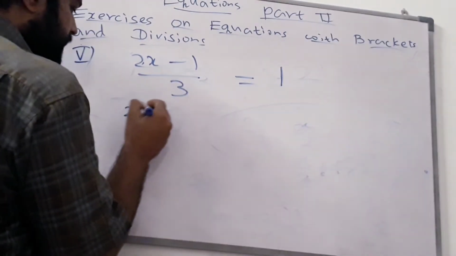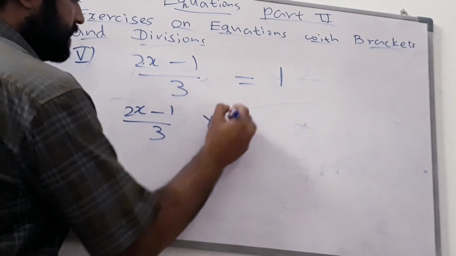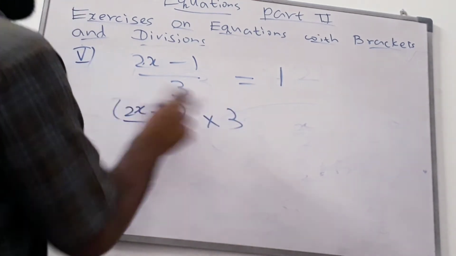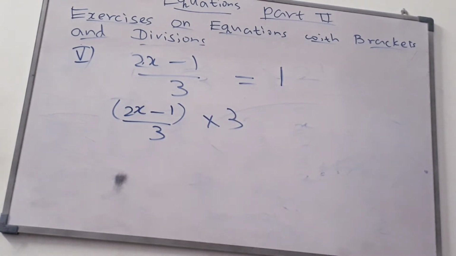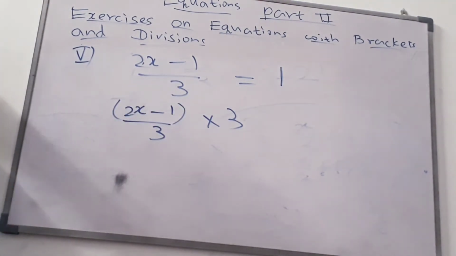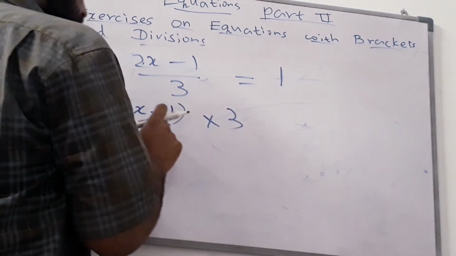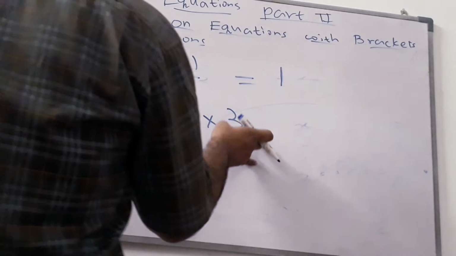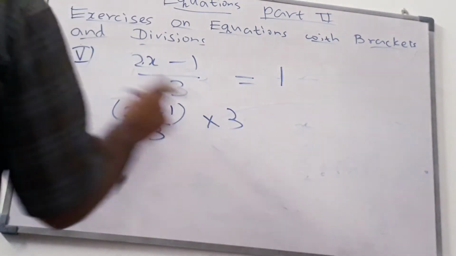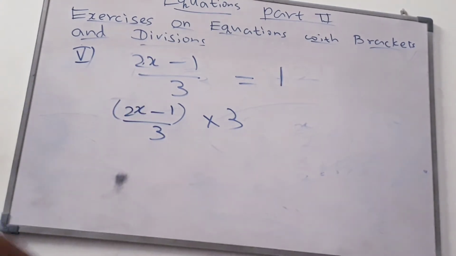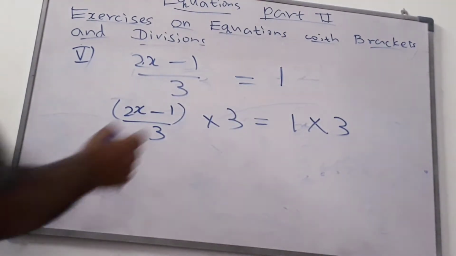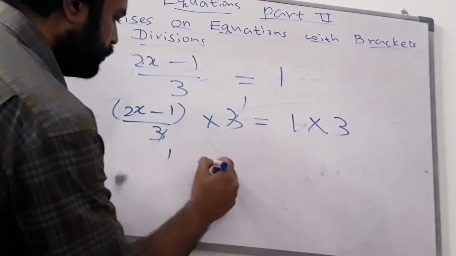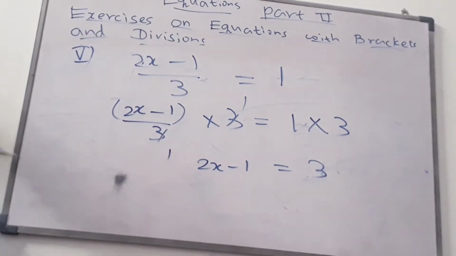To remove 3, I have to multiply this by 3. And this 3 is also common to both 2x minus 1, so we have to write brackets outside the expression. Because as the division part, this 3 is common to both terms, the multiplying 3 must be common to both these terms as well. So here also 1 times 3. 3 to 3 get cancelled. So 2x minus 1 equals 3.